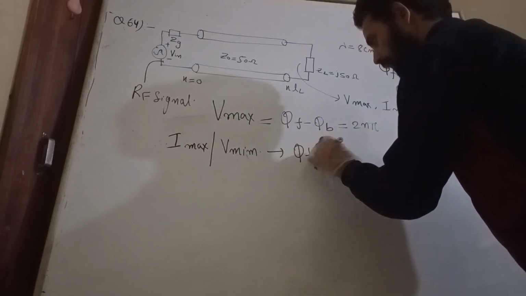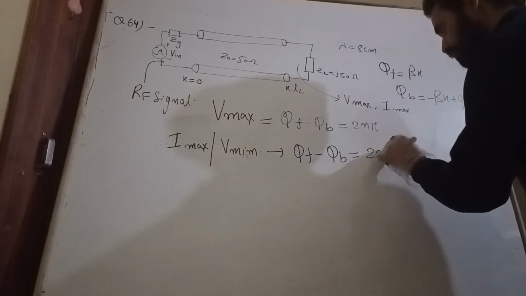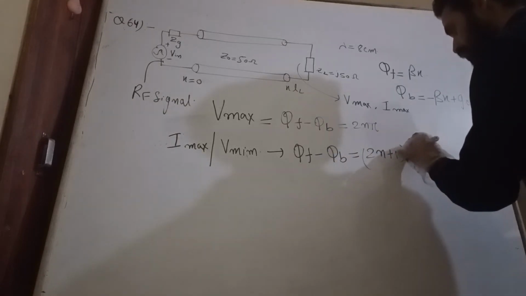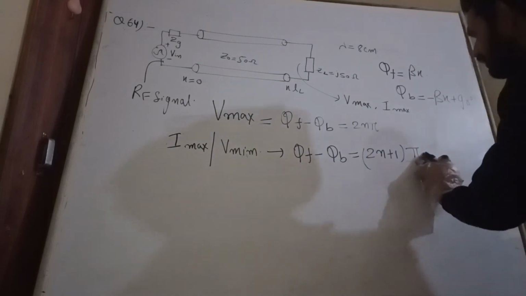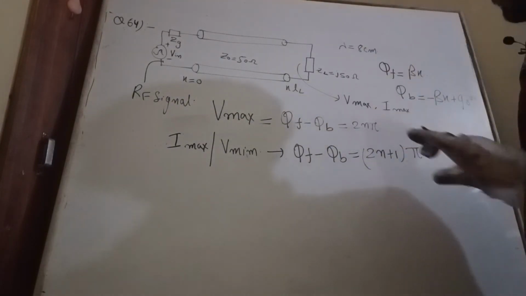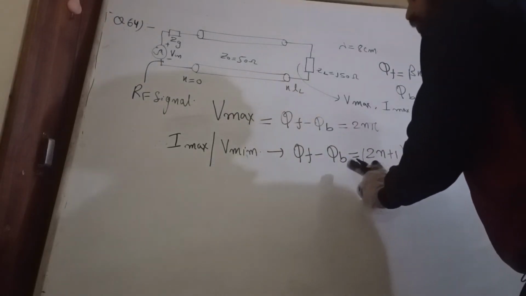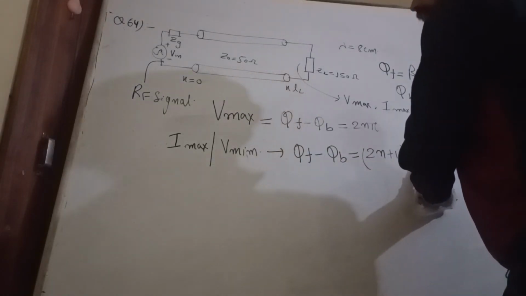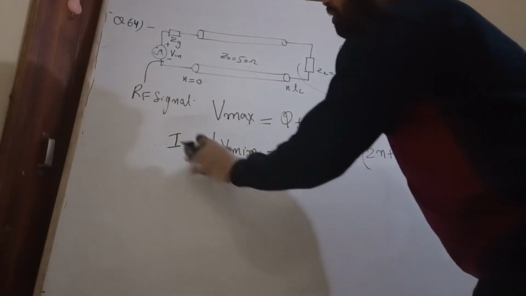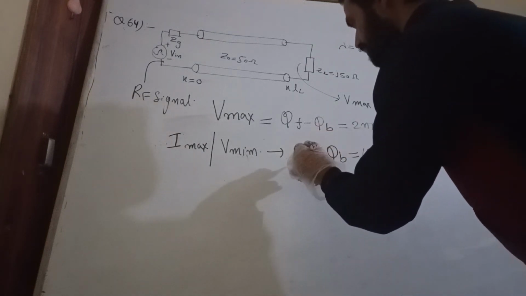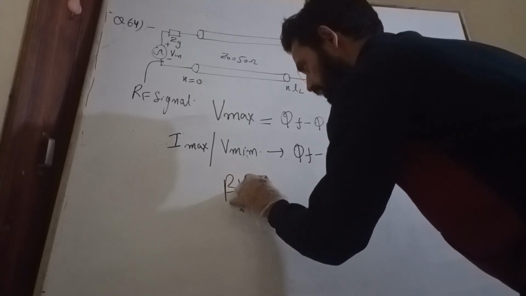Their phase difference φf minus φb must be out of phase, which means (2n+1)π, out of phase by 180 degree. When both waves are out of phase by an odd multiple of 180 degree, we always get voltage minima or current maxima. So what is φf? The forward angle, which is βx minimum.